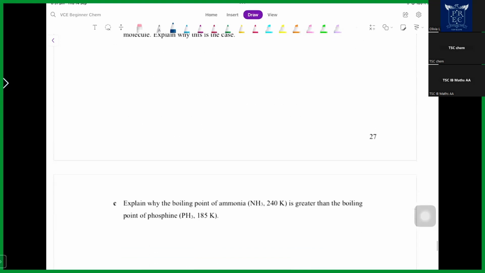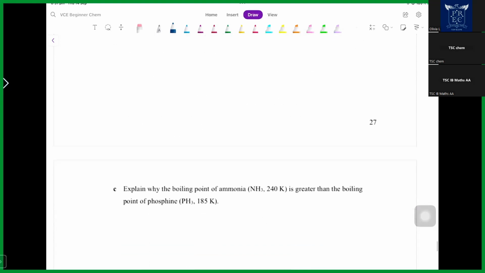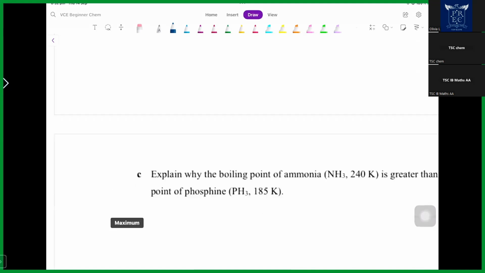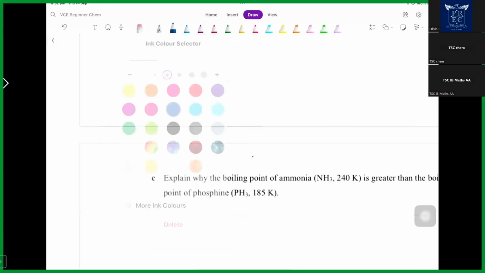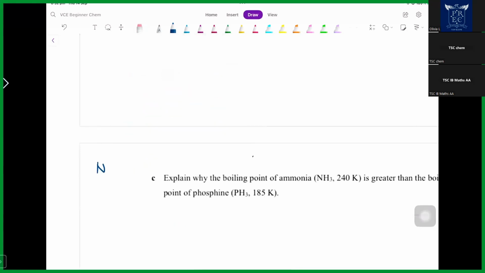7C, they say explain why the boiling point of ammonia, which is NH3, is greater than the boiling point of phosphine. If you look at ammonia and phosphine, ammonia has a dipole, right? It is N, H, H, H. The N is negative, and the Hs are positive. But phosphine only has dipole attraction because phosphine does not form hydrogen bonding.